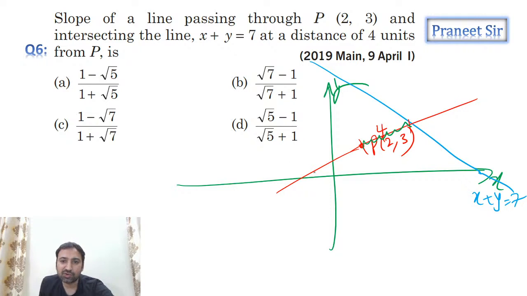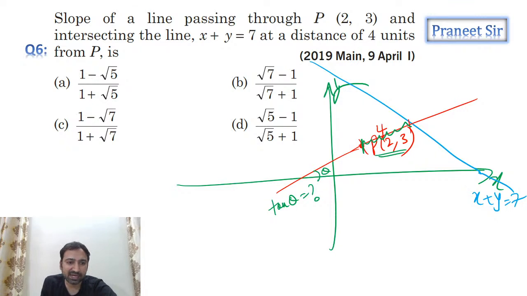We need to calculate the slope of this line. Suppose the angle is theta, then what is tan theta he is asking? Tan theta is equal to how much? One method is taking parametric equations. If the required angle is theta, that means the inclination of this red color line with the x-axis is theta, and there is a point P (2, 3).